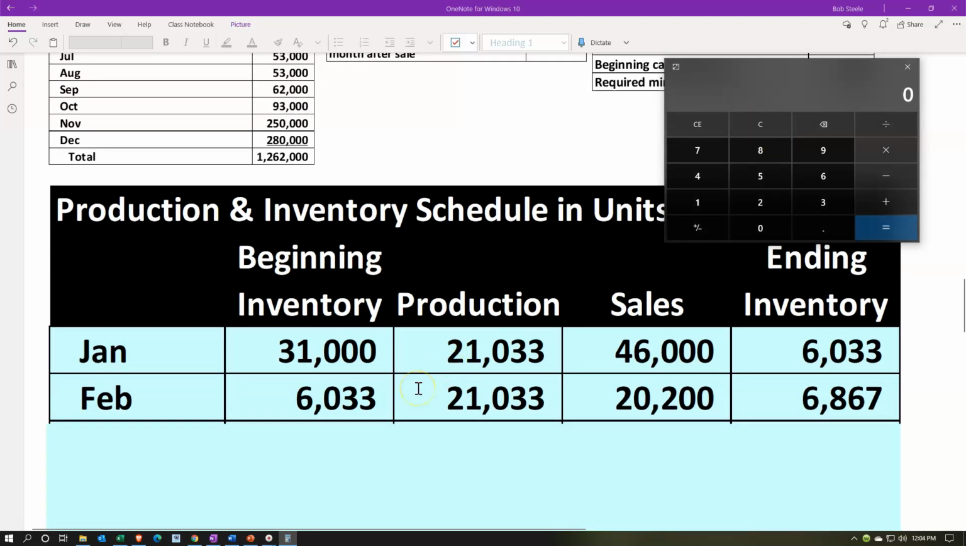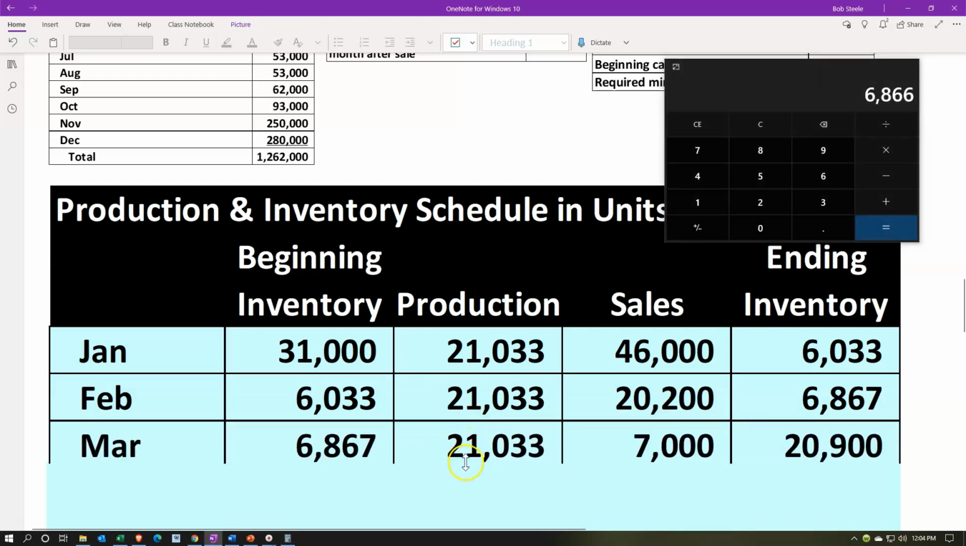So once again, we'll have the beginning amount, 6,033, plus the production, 21,033, minus the sales, 20,200, giving us an ending inventory of 6,867. Next month, we're going to say March is going to start at that beginning point, 6,867.